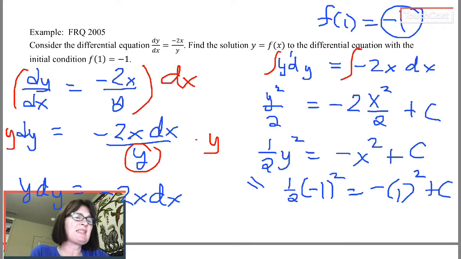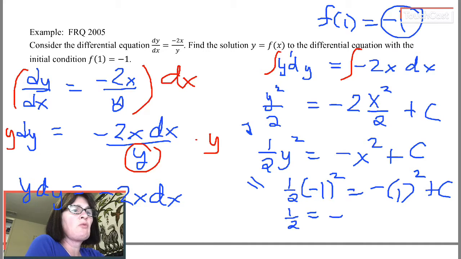So that's me taking the same function I've been working with. Maybe it doesn't look like a function yet because I haven't really isolated y. But this equation, I know this is how x and y are related. And I'm going to use the ordered pair that I've been given, it's called the initial value, to figure out what c is. So negative 1 squared is positive 1. This is going to be 1/2 on this side equals negative 1 plus c. I'm going to add 1 to both sides.